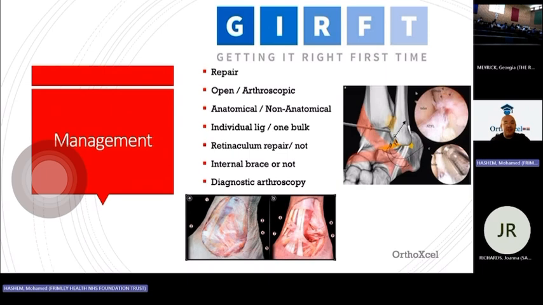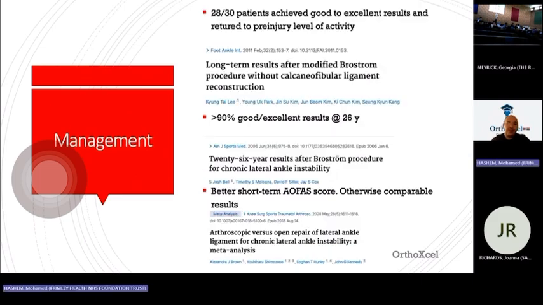Some people do it after the repair. I don't advise you to do that because after the repair, the ankle will be very tight. So you use the ligament injury and the instability of the ankle to give you a bit of space to do a quick scope. If you keep the scope until after the repair, your ankle will be very tight and you will struggle to do the scope. So what does the evidence say about long-term results?